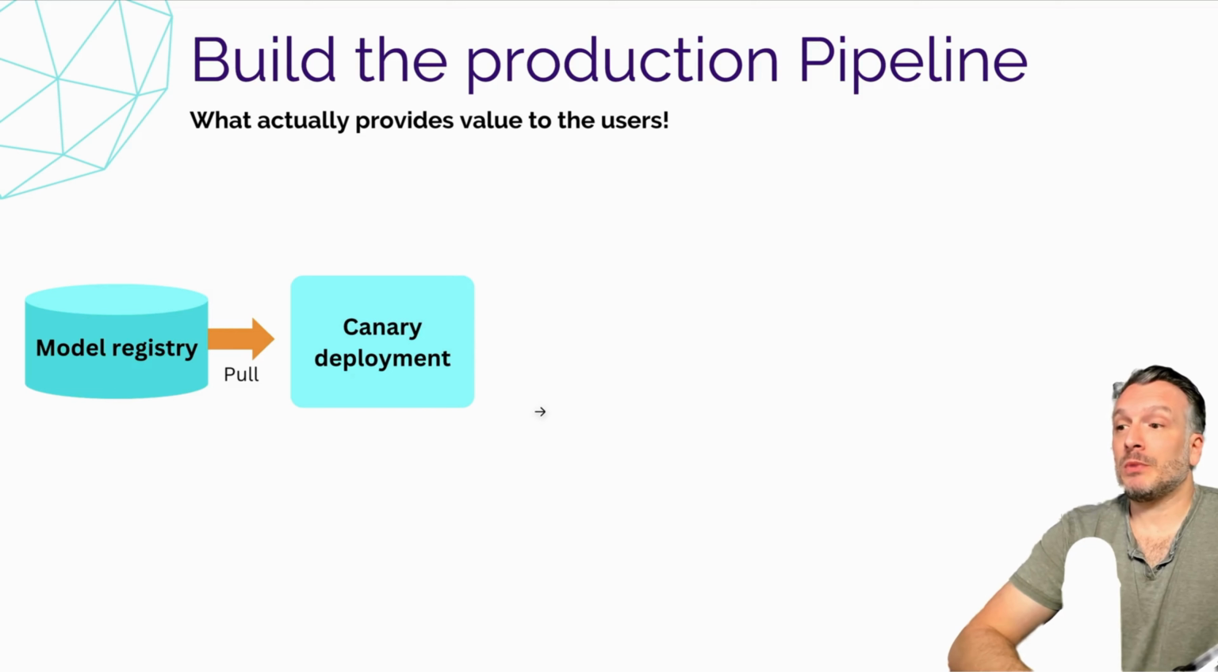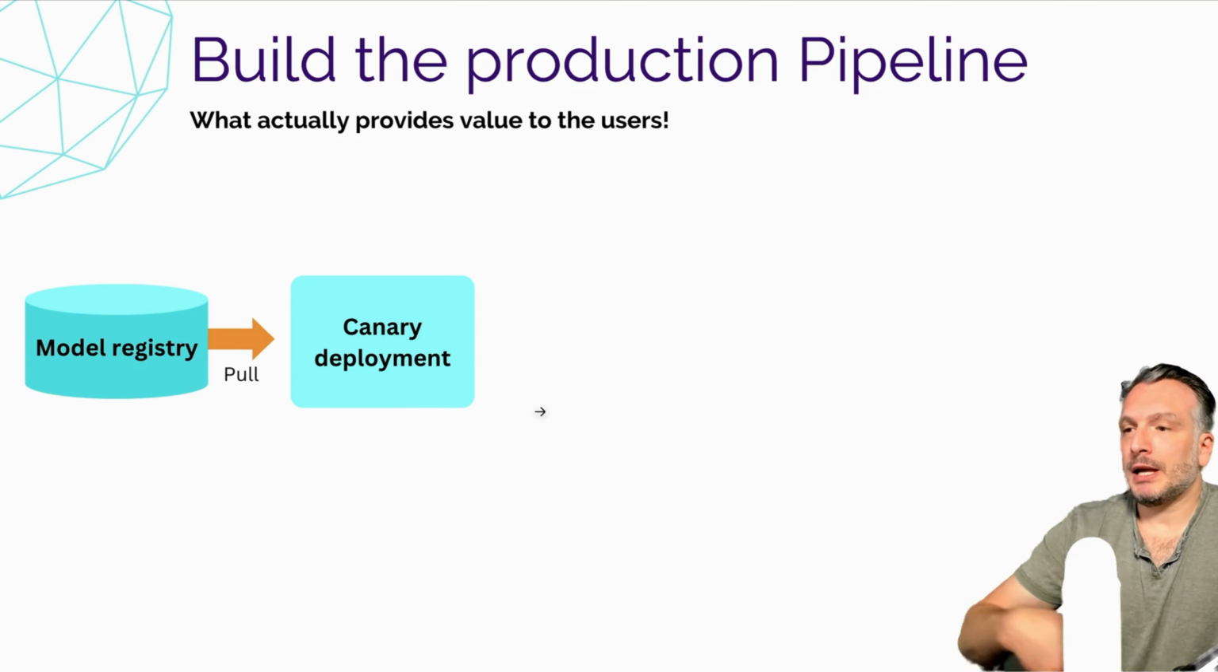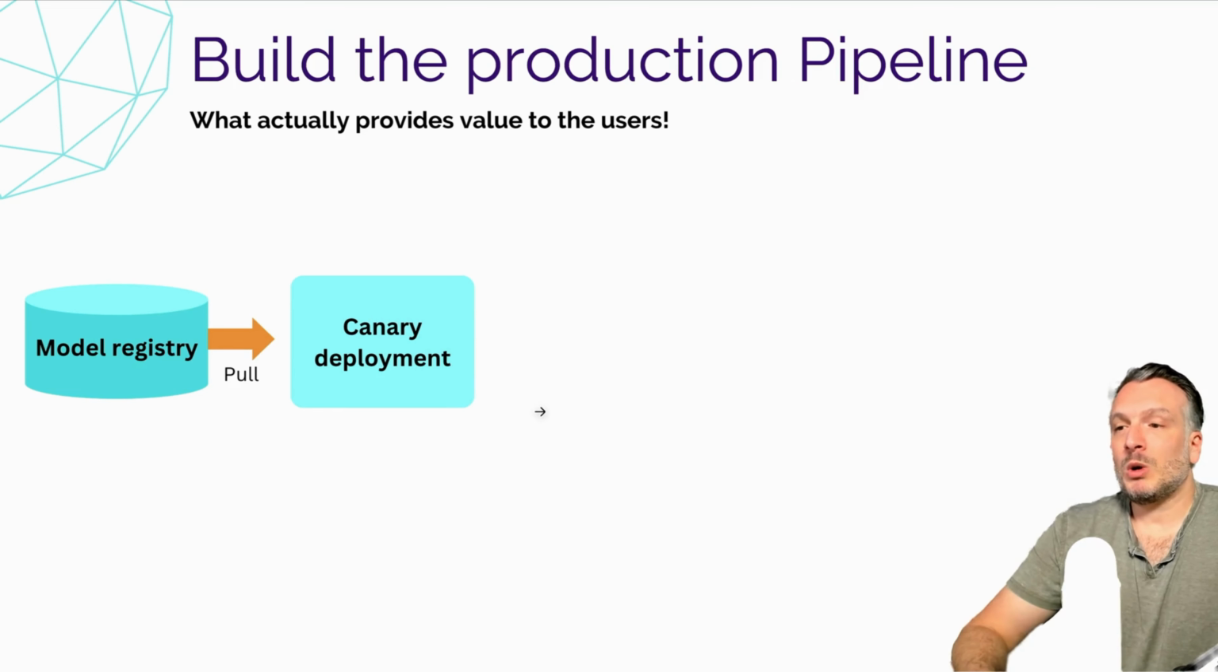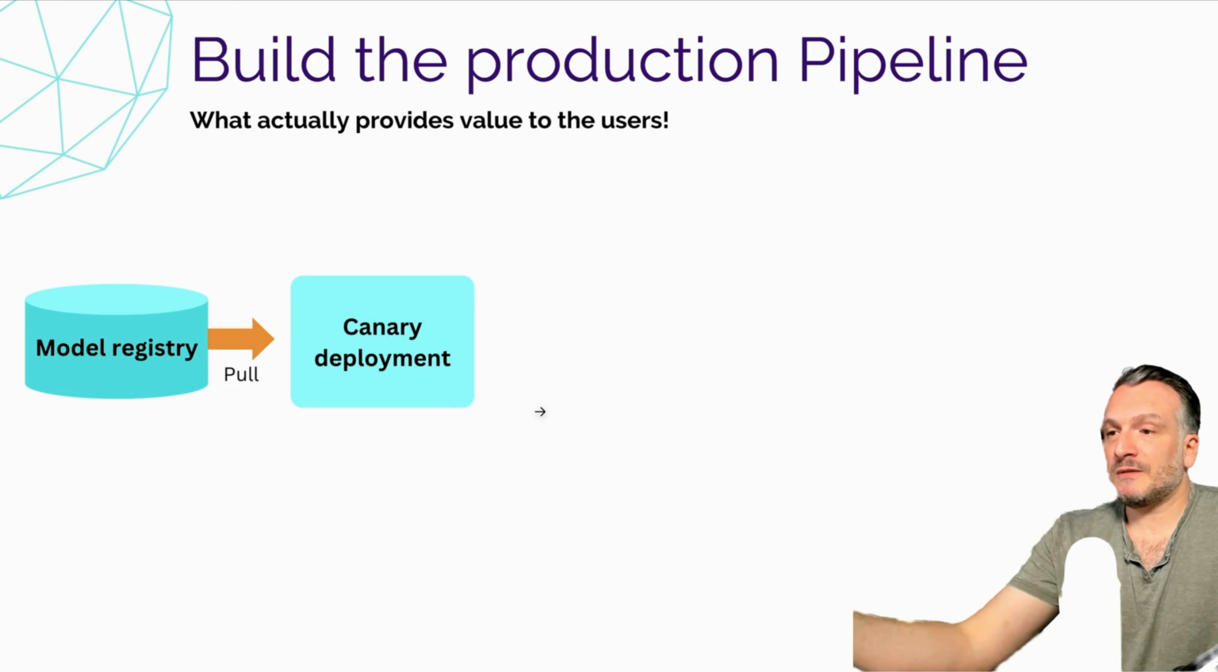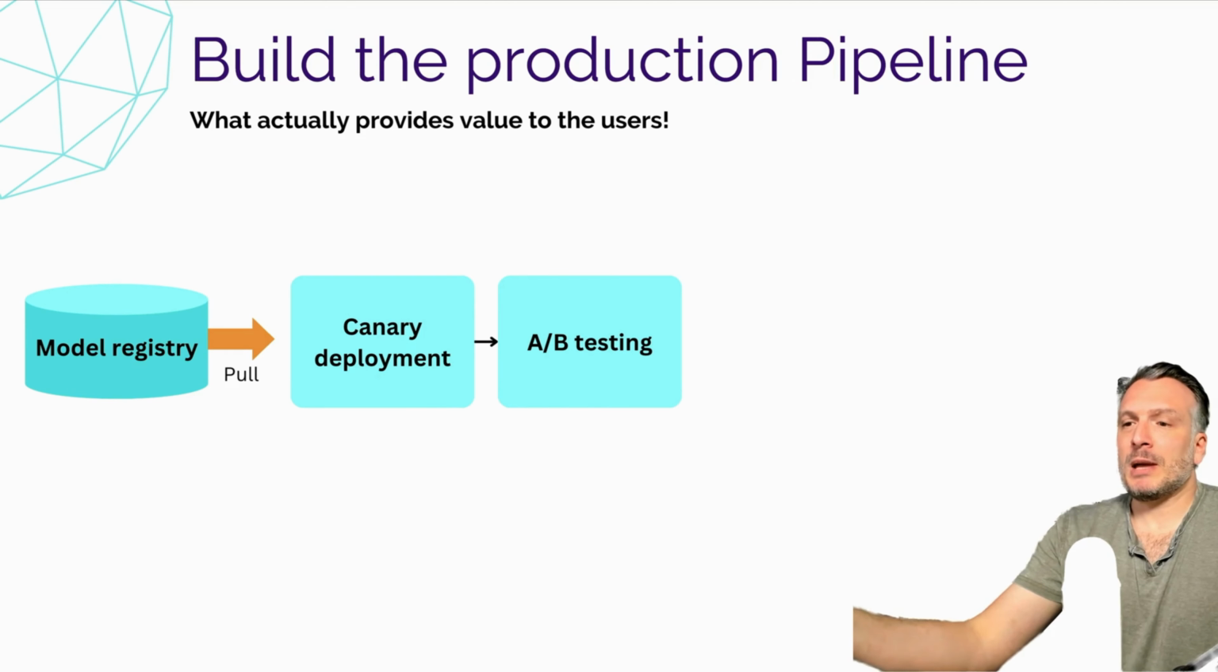So let's say you have your model in your model registry and you need to pull it to deploy it. One of the first things you may want to do is a canary deployment. This is just to make sure that if you deploy it, it's not breaking anything. So this is just to test that the deployment infrastructure is working. Then you need to perform some A/B testing.